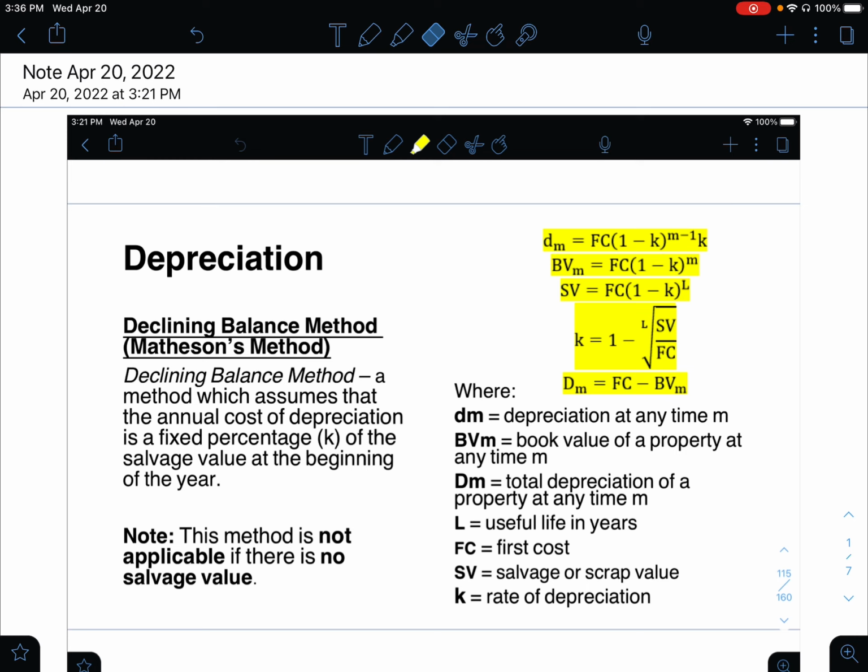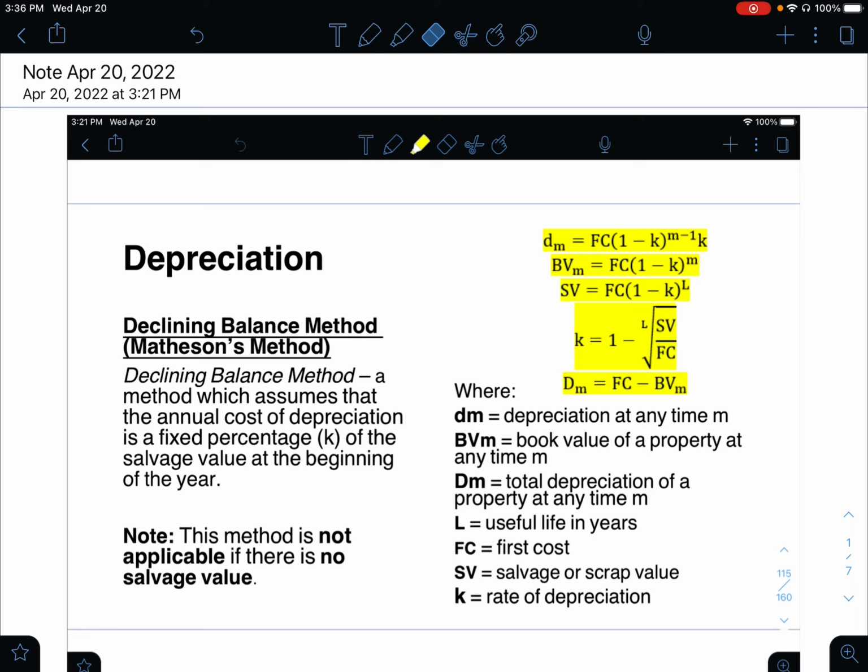So, ang disadvantage sa ani na method from an accountant's perspective is that dapat mahuman sa isa ka tuig, kasi a year is a fixed percentage, no? So this method is not applicable if there is no salvage value.